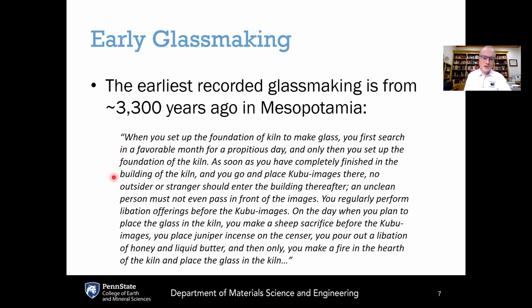An unclean person must not even pass in front of the images. You regularly perform libation offerings before the Kubu images. On the day when you plan to place the glass in the kiln, you make a sheep sacrifice before the Kubu images. You place juniper incense on the censer. You pour out a libation of honey and liquid butter, and then only you make a fire in the hearth of the kiln and place the glass in the kiln.